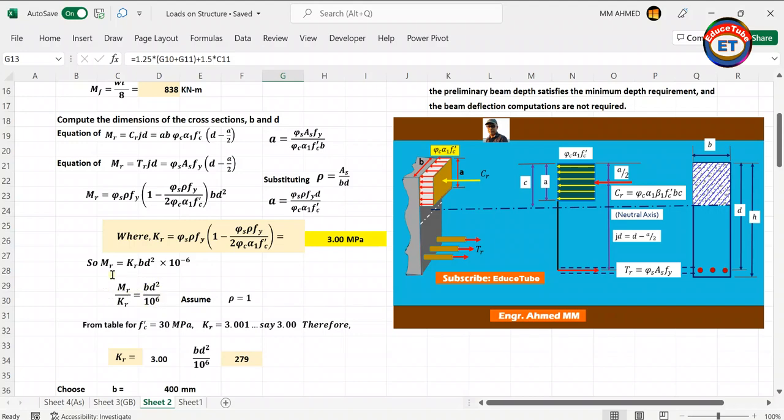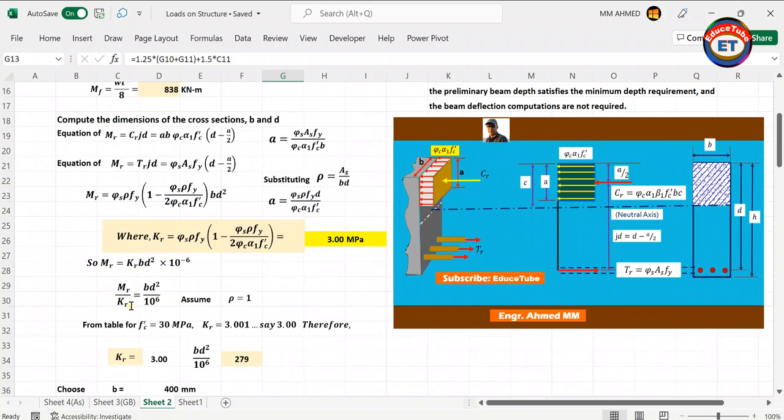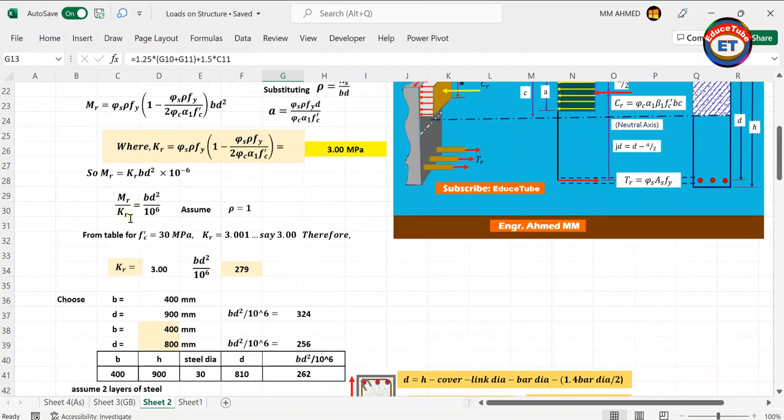If we put the value for Mr as per this Mf, 838 divided by Kr, but this Kr I can take from here, but I want to show another way, taking from the table, without using these calculations, we can get it from the table. Let's see how to do that.